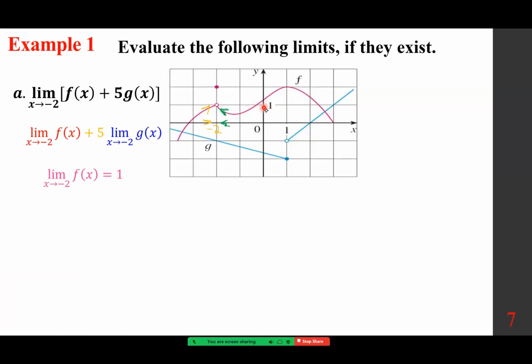As far as the g function is concerned, here's from the left of negative 2, here's from the right. In both cases, from the left and right, we are moving towards the same point. Now, this point has a y coordinate negative 1. Therefore, this is 1 plus 5 times negative 1, which is negative 4.